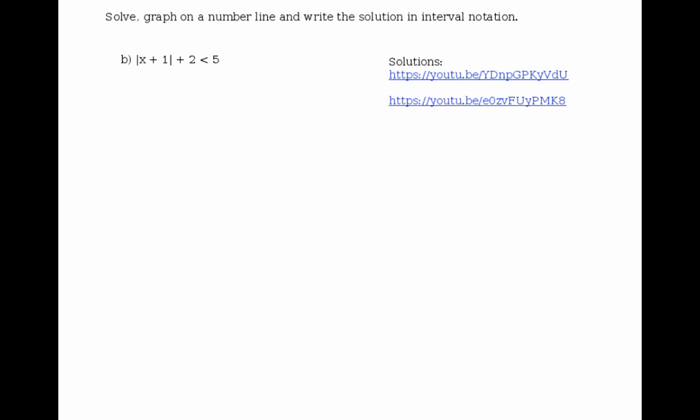We're going to solve the absolute value of x plus 1, plus 2, less than 5, and write the solutions on a number line and also in interval notation.